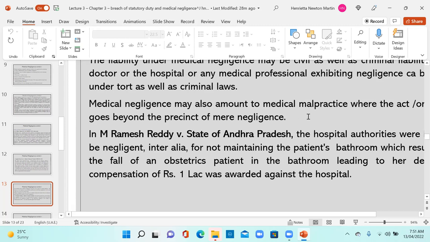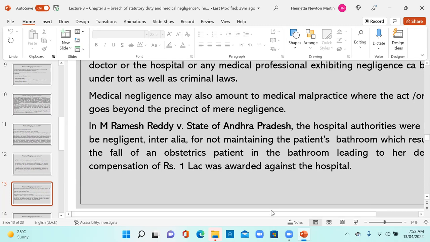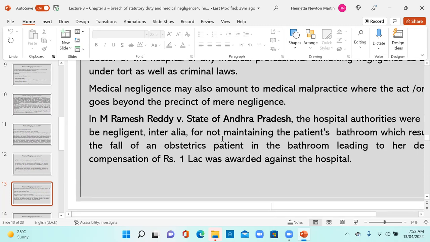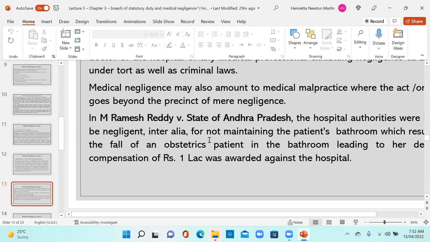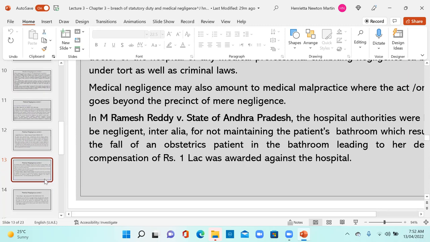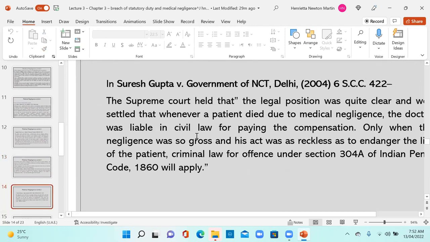In M. Ramesh Reddy versus State of Andhra Pradesh, that is an Indian case again, the hospital authorities were held negligent inter alia for not maintaining the patient's bathroom on time, which resulted in the fall of an obstetrics patient, that means a gynecologic patient, a lady in the bathroom, leading to her death. And the compensation of just 1 lakh was awarded in the facts and circumstances of the case. It was awarded against the hospital, and the hospital was made liable to pay 1 lakh for not maintaining the premises, which resulted in the lady slipping and falling in the bathroom.